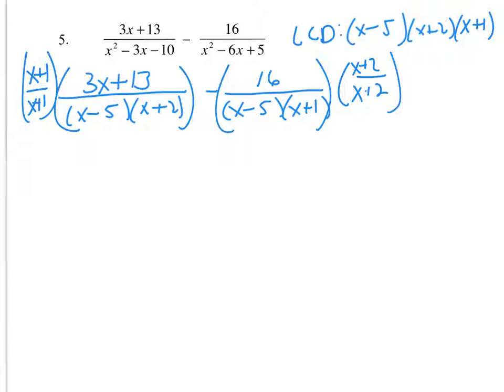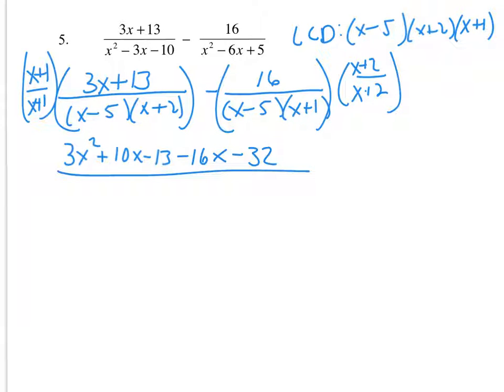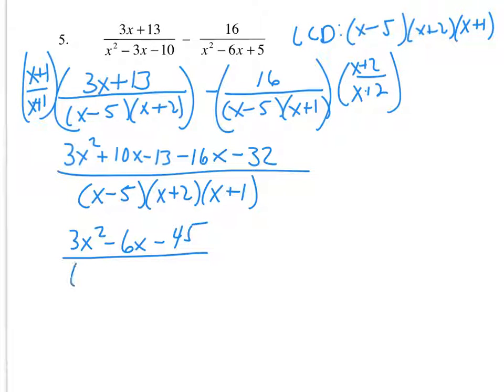So now I've got quite a bit of multiplying and combining of like terms to take care of. But when I multiply x plus 1, right, this right here, by 3x plus 13, I'm going to get 3x squared plus 10x minus 13. And then when I multiply 16 over here by x plus 2, and it's really a negative 16 because it's a negative sign, I'm going to get minus 16x minus 32. And I've kind of taken some liberties and combined some steps, but I think you guys can follow along by now. And the denominator is going to be my lowest common denominator, x minus 5, x plus 2, x plus 1. So my numerator, obviously, I can simplify quite a bit, and I'm going to get 3x squared minus 6x minus 45 all over, still x minus 5, x plus 2, x plus 1.